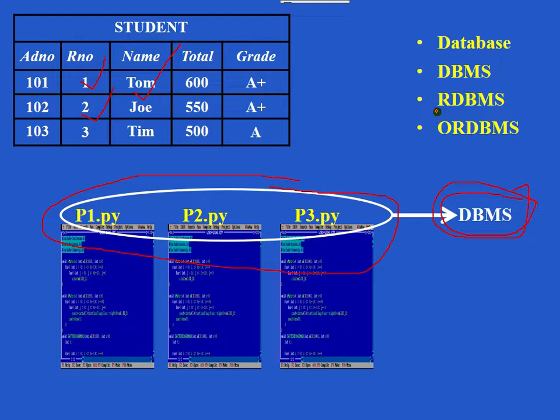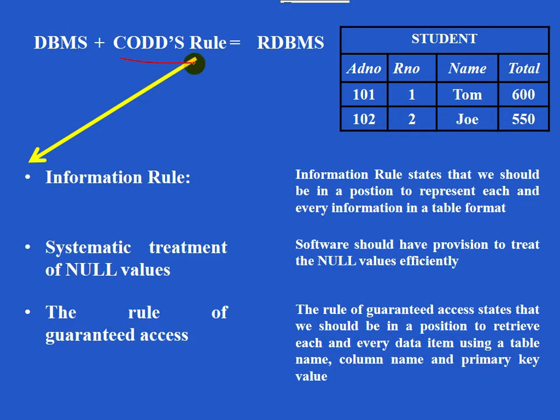Now the next one, what is RDBMS? The full form is Relational Database Management System. While developing the software DBMS, suppose the Codd's rule is satisfied, a database management system that satisfies the Codd's rule is what is known as a relational database management system. Codd's rule is actually not there in the syllabus. 12 important properties are associated with the Codd's rule. You don't need to study all the 12 properties.